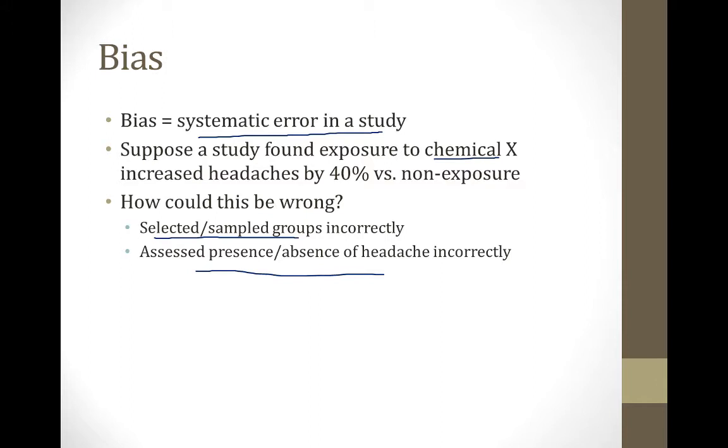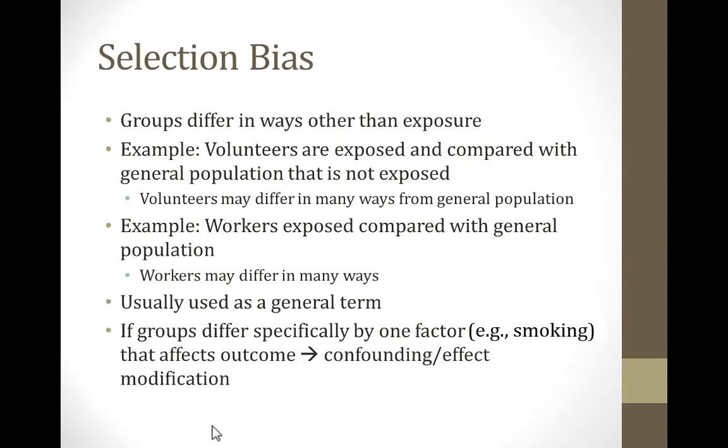So what we're going to do in the rest of this module is go through the many different forms of bias that you need to know, especially for step 1, and talk about how they influence the study results. The first type of bias we're going to discuss is called selection bias.